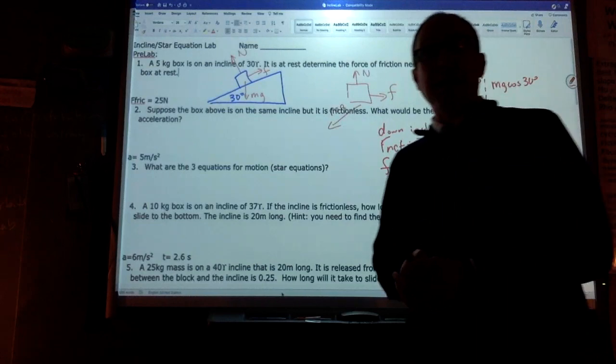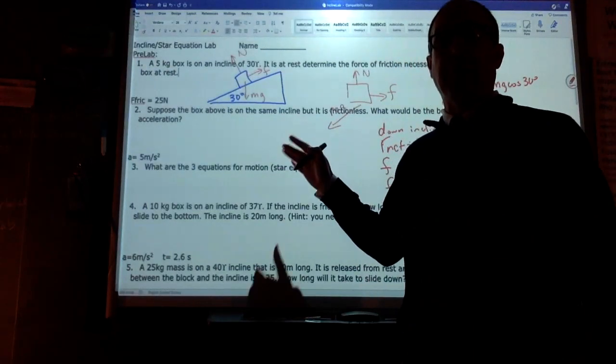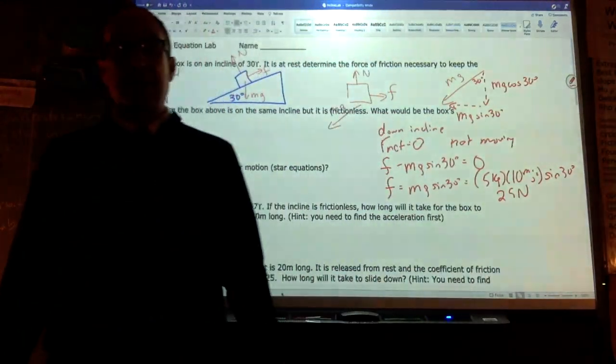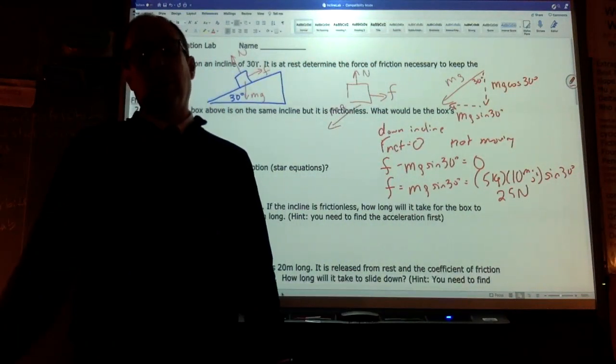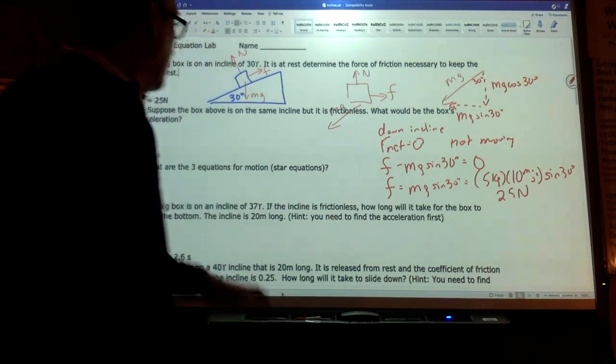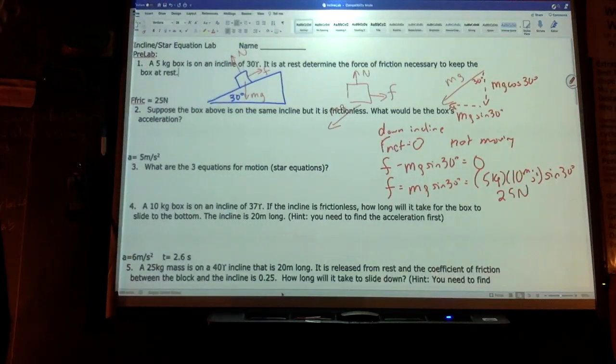All right, so we're going to change this a little bit, and we're going to get rid of the friction. We're going to say it's a frictionless incline. And the inclines that we're going to use in this lab are very low friction. So we're going to say that the friction is negligible. You can ignore it. All right, so suppose the box above, it's on the incline, but it's frictionless. What would the acceleration be?